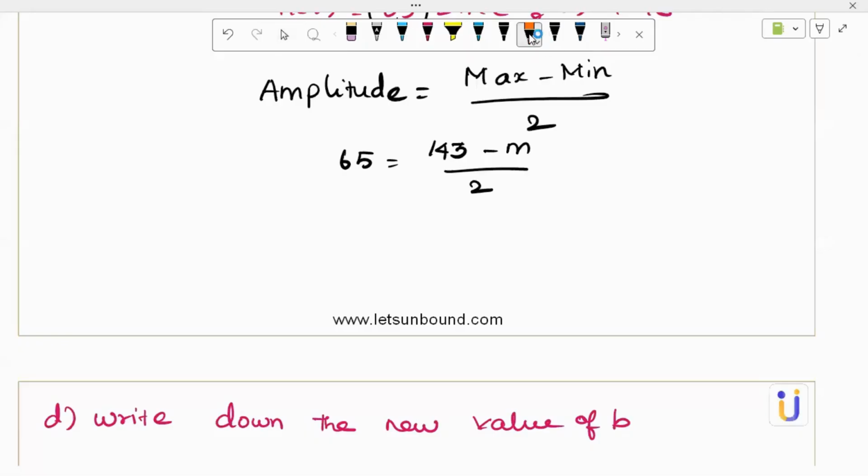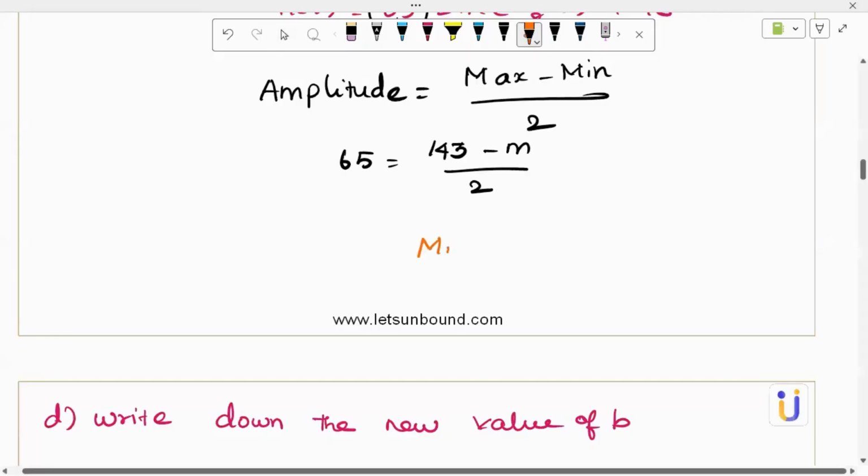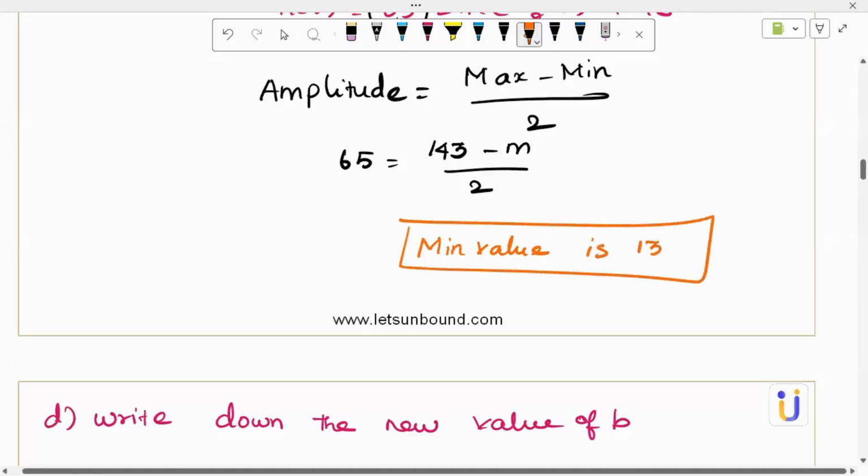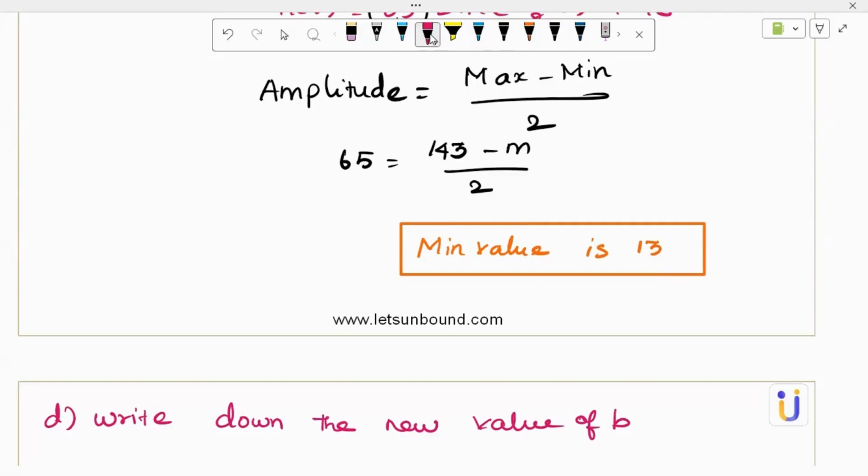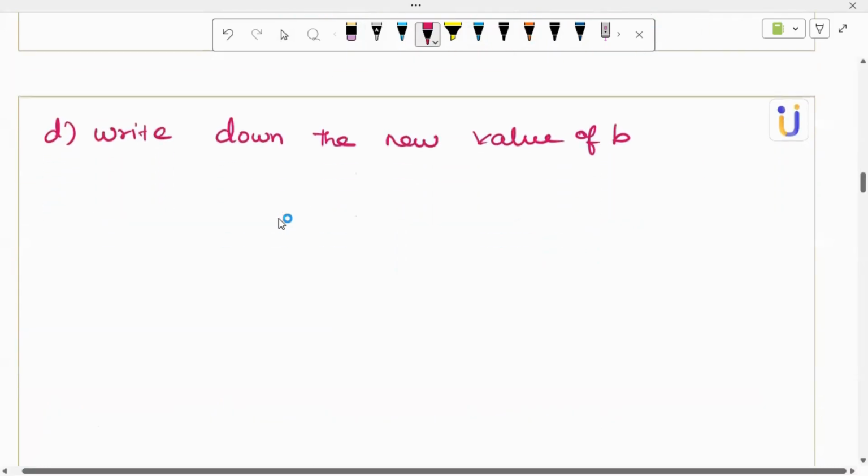So we got m is equal to 13. So minimum value is 13. That is height. So minimum height the point can attain is 13 centimeters. Right? And next, there is a different scenario before solving this D question. Let's go through that.